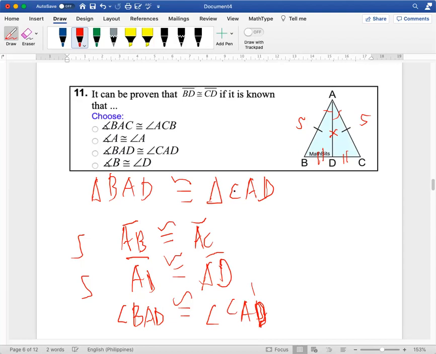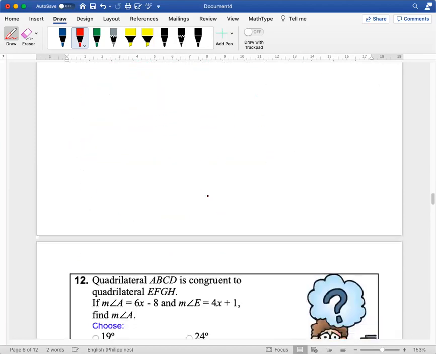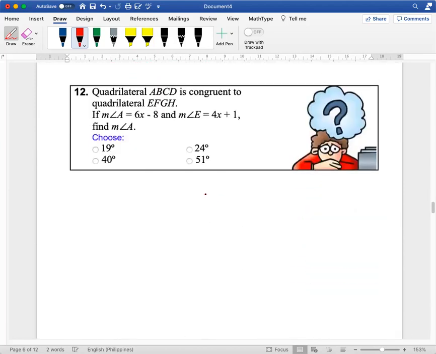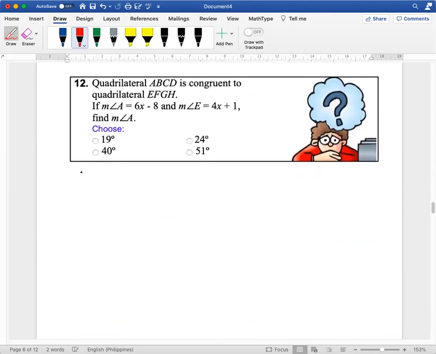Once we prove that these two triangles are congruent, then by CPCTC, which means corresponding parts of congruent triangles are congruent, BD is also congruent to DC. So that's angle BAD and CAD. So we're done in number 11, and I hope we got the same answer. Oh, there is another problem here, so let's solve this. I think this is the last one.